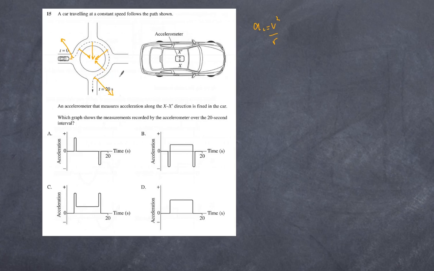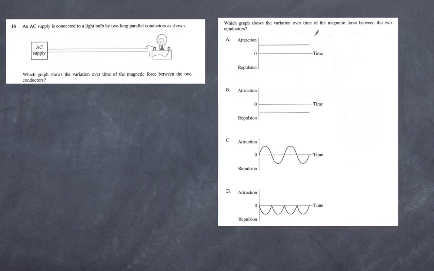With that in mind, you should get a strong negative value, if we make inward positive, and a positive value as a result because the acceleration is going in. Therefore, B is our only possible answer. Question 16. 16 is a little bit more challenging.